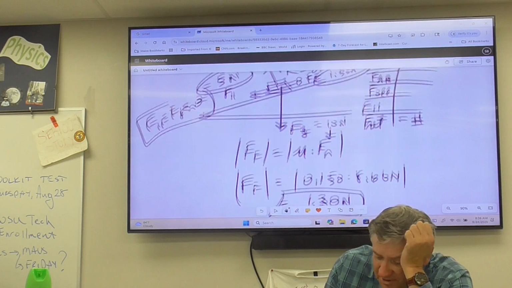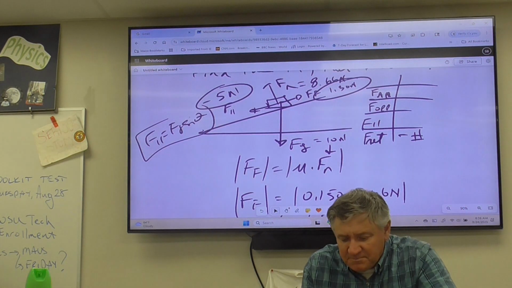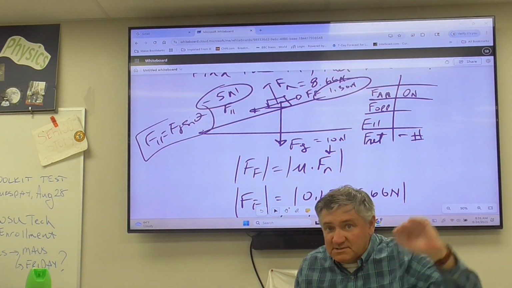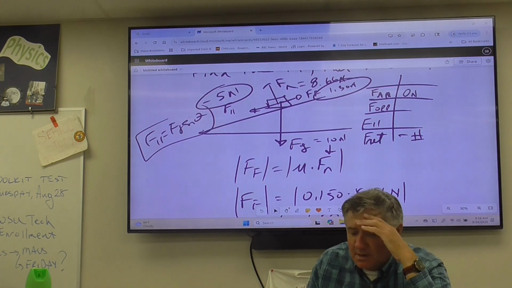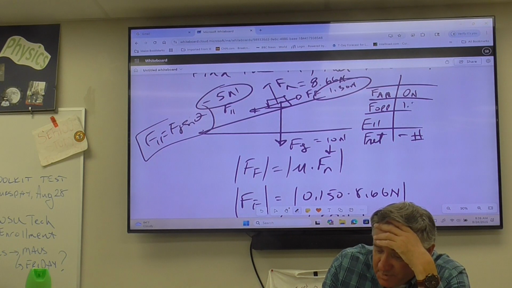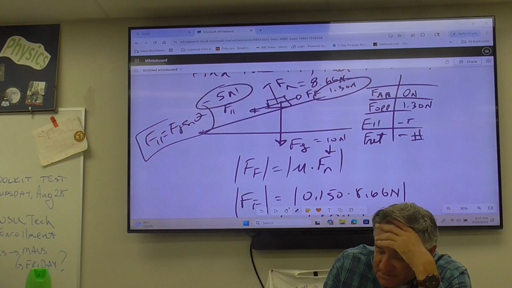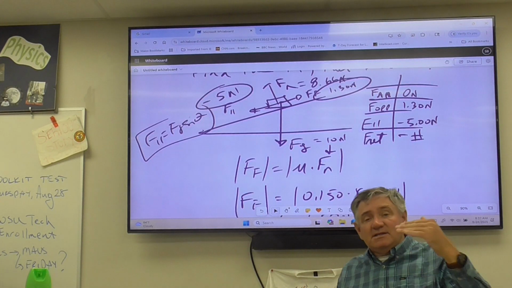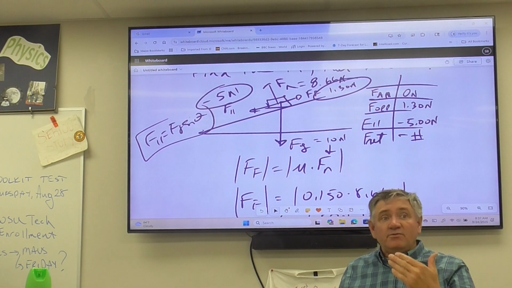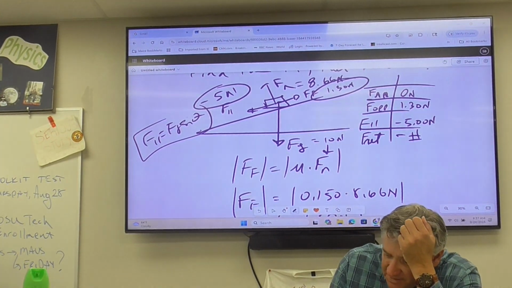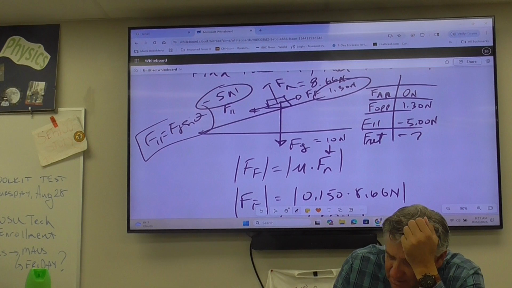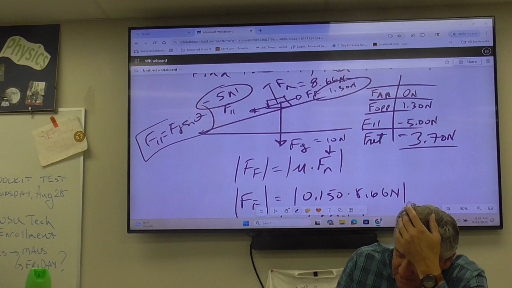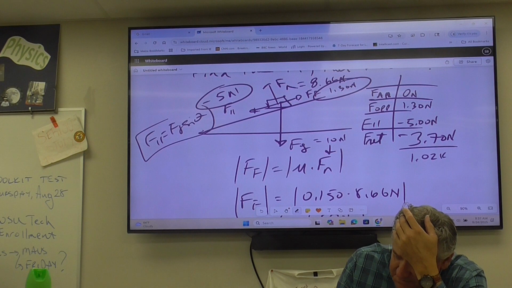So on your chart, the force applied is still 0. We're not pushing it. We just let it go. My force opposing was 1.30 newtons. My force parallel was -5 newtons. Oh, this makes sense, because now I end up with a negative net force, and that's what we said should happen. So if I do this, I get, check my math, -3.7 newtons. So somebody take -3.7 and divide that by 1.02 kilograms.